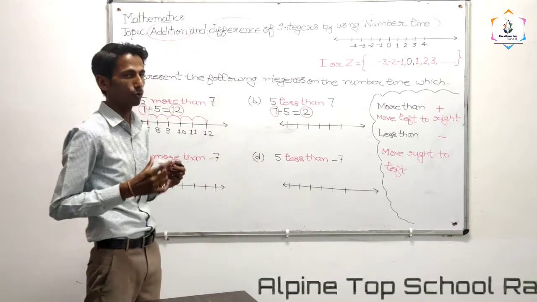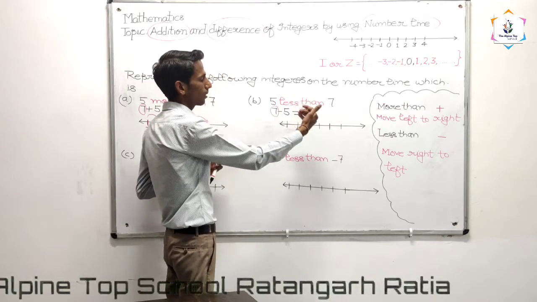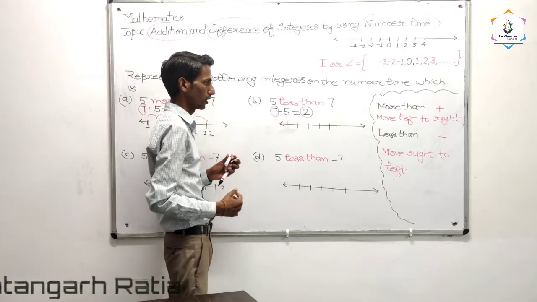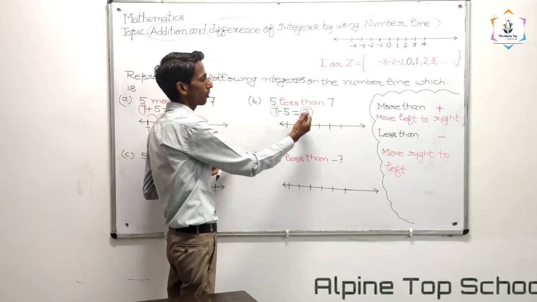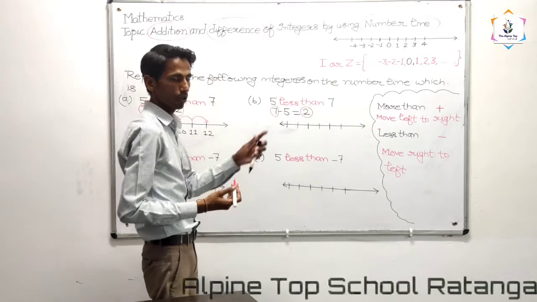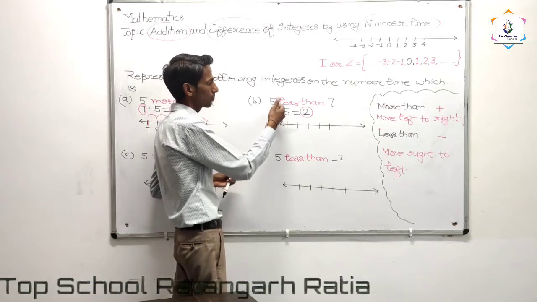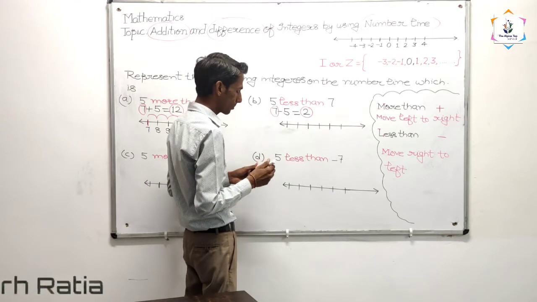Now what do we have to do? Because there is a negative symbol, we have to move to the left-hand side. How many steps? 5 steps we have to move. Obviously the result we got, which is 2, lies on the left-hand side. But how? This is according to the given strategy. Firstly we are going to represent it.